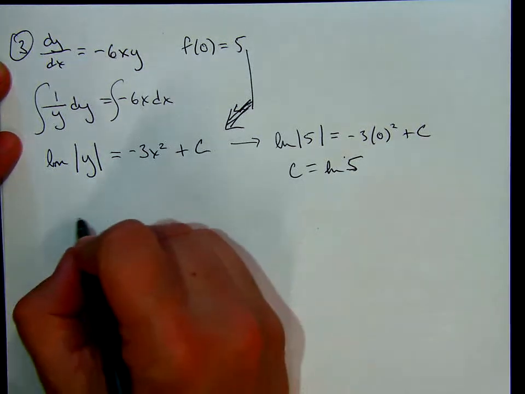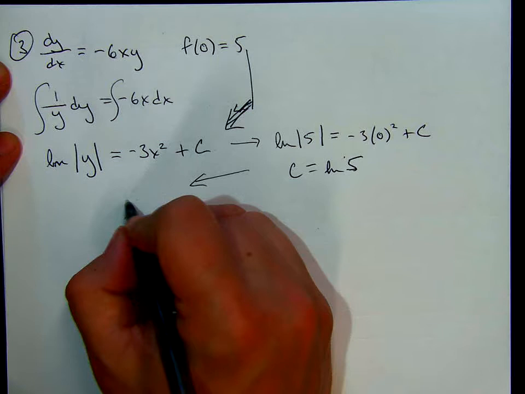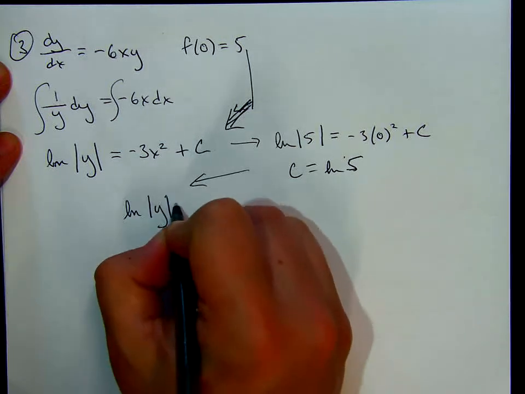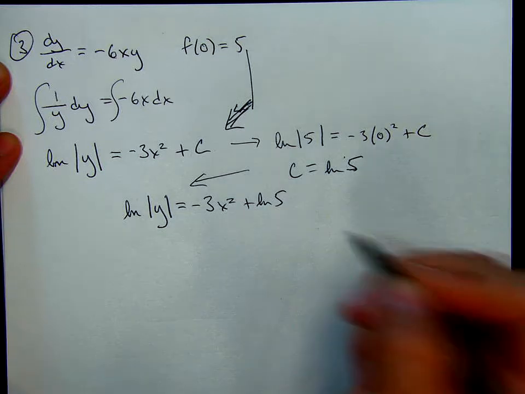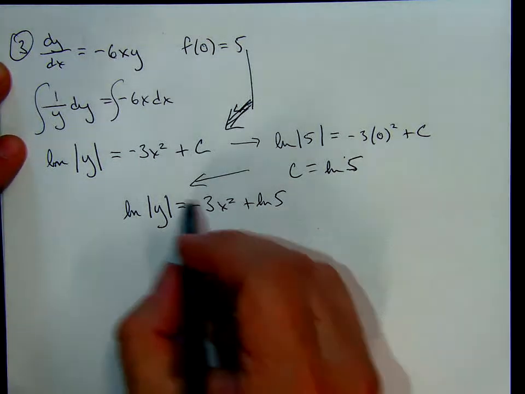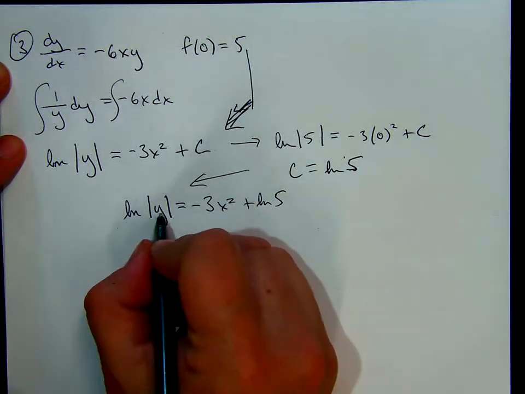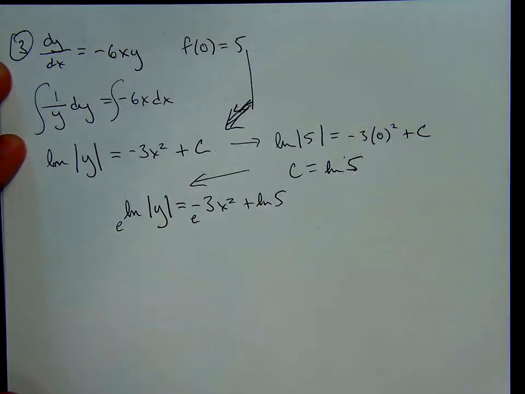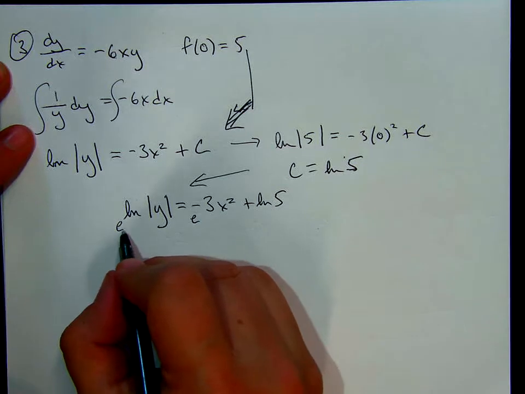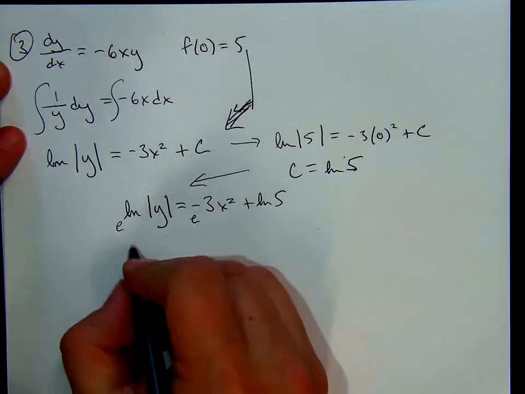So plug that back in. We get ln absolute value y equals negative 3x squared plus ln 5. Alright, these are the ones, whenever we got this ln here, to get the y out, we have to take both sides to the e power, or e to both sides' power.